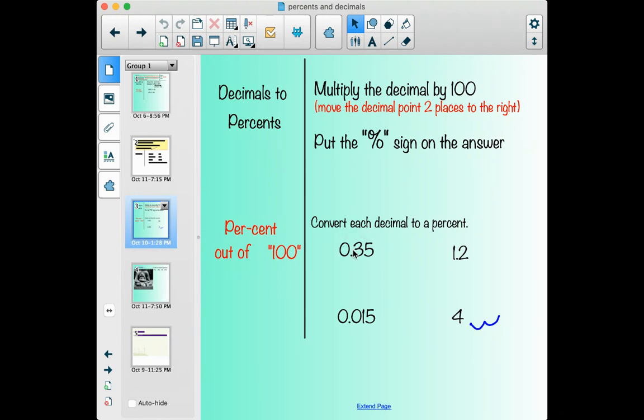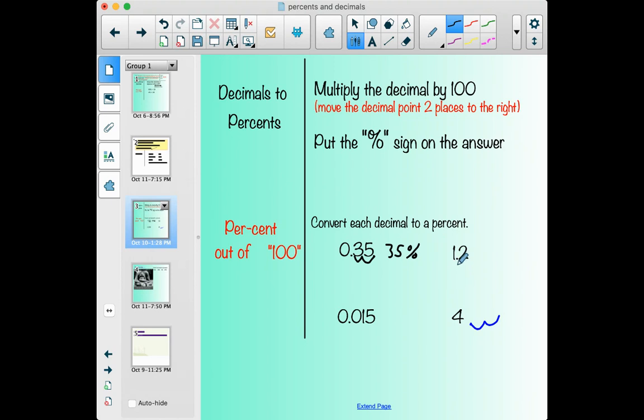If I want to convert 0.35 into a percent, I'm just going to take my decimal point and move it two places to the right. It ends up after the 5, so that is 35%. We don't need the 0 anymore. 35 is a whole number, 35%.